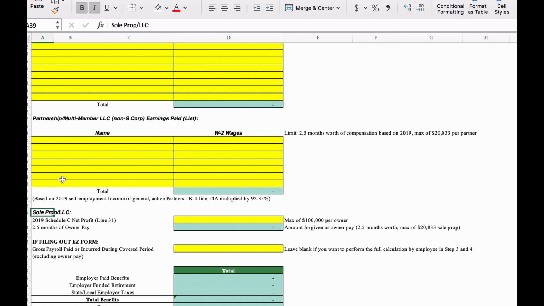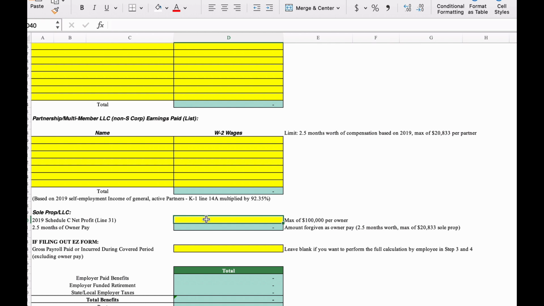Or maybe you're a sole proprietor, LLC. This would be true if you're an independent contractor or something like that, self-employed. You would fall into this sole proprietor LLC. In this case, what you are essentially calculating your amount paid off of is going to be your Schedule C net profit line 31. That's what you're going to put in here, okay?